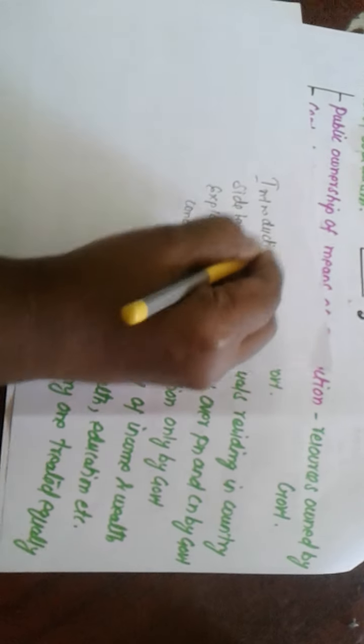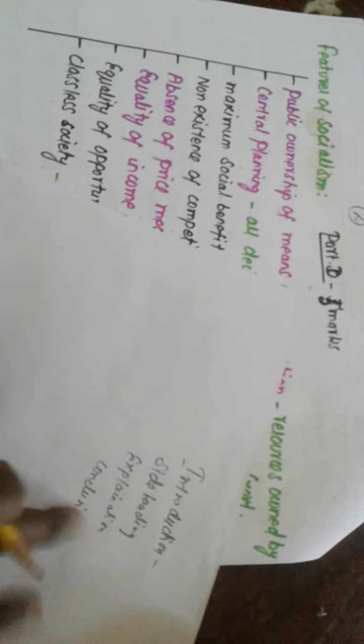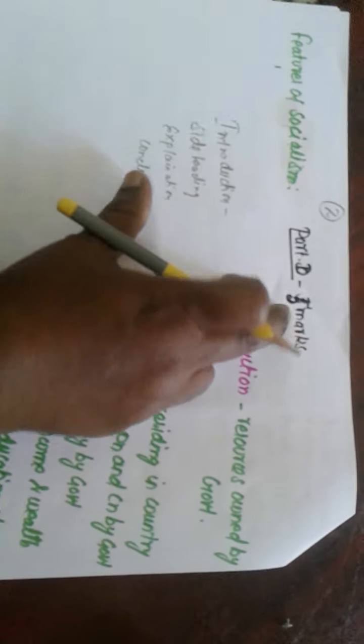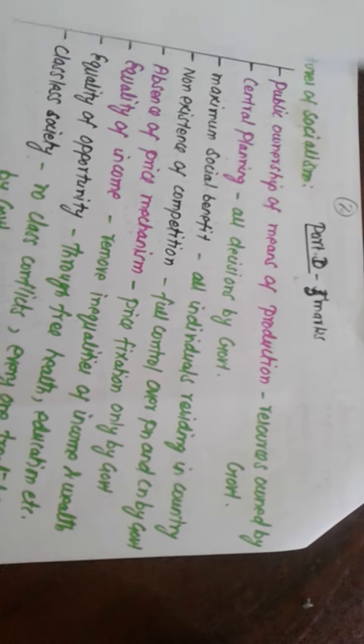So 3 to 4 lines of introduction you have to write regarding socialism or the socialist economy. Each and every side heading you have to write. Then explain each and every side heading. And at last you have to write the conclusion. This is the pattern you have to follow for a 5 mark question: introduction, side heading, explanation. Then next move on to the conclusion.